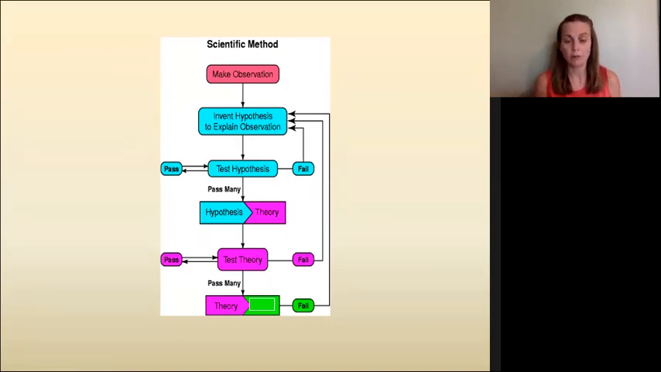Okay, the law of gravity says that if I were to take an object and lift it up and let go of it, it's going to fall. That's the law of gravity. That can be tested. It can be proven.